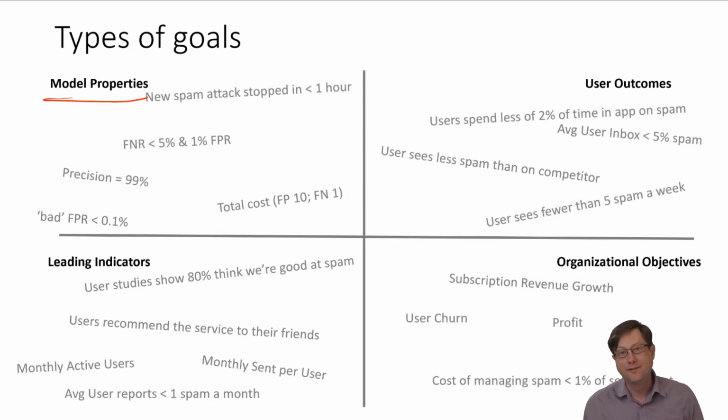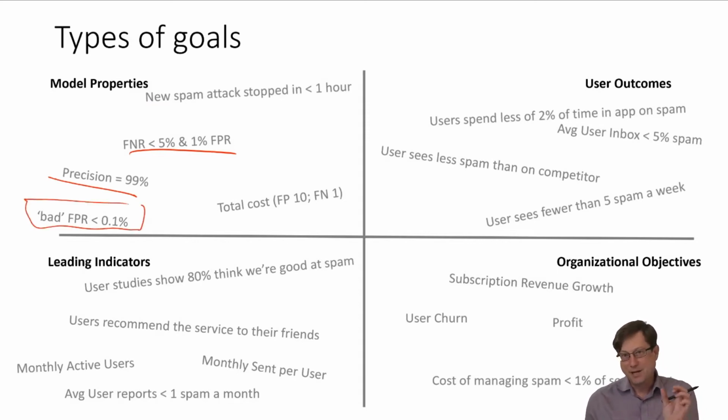Now, model properties are the things that, to some degree, are exactly or close to what we've talked about measuring so far. False negative rates, false positive rates, precision, this bad false positive rate thing, where you would have a special test set of things you really, really don't want to do wrong, and maybe measure your false positive, false negative, or precision recall on that smaller test set. You could have the costs that your model is able to achieve and how well it's able to optimize them. And you might have things about the broader training system, like, hey, my model is so sensitive to new attacks that it's able to pick up things in less than 30 minutes.